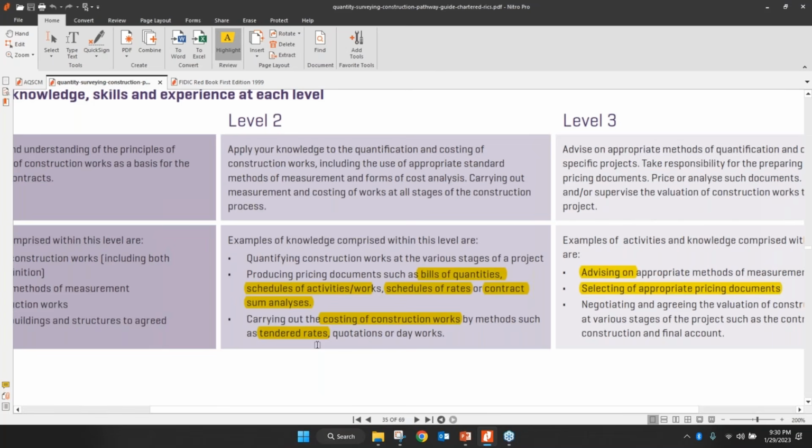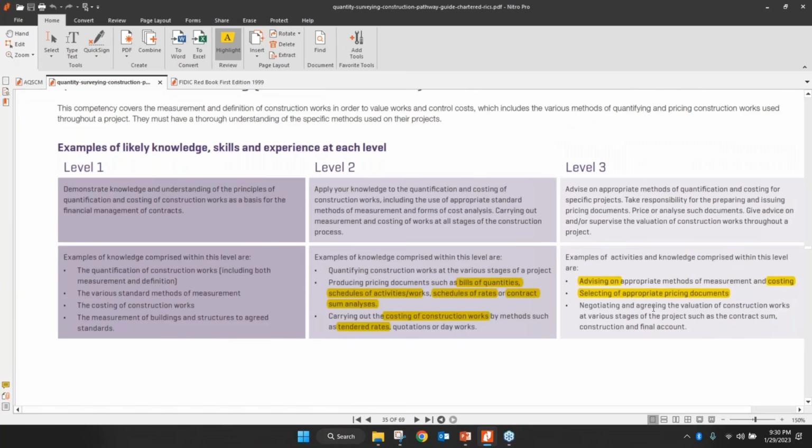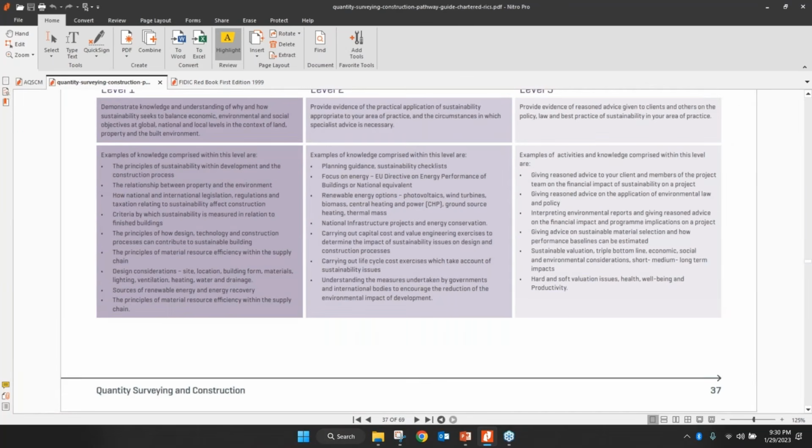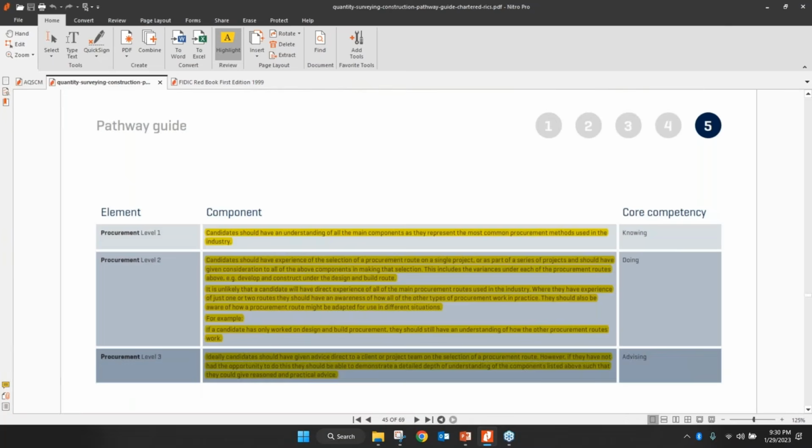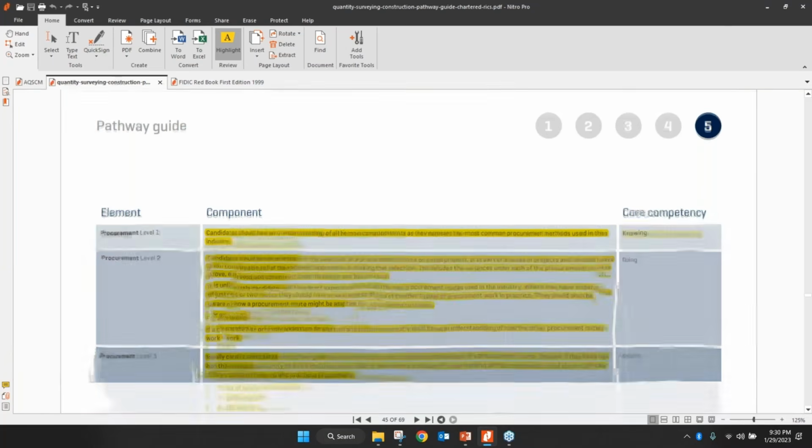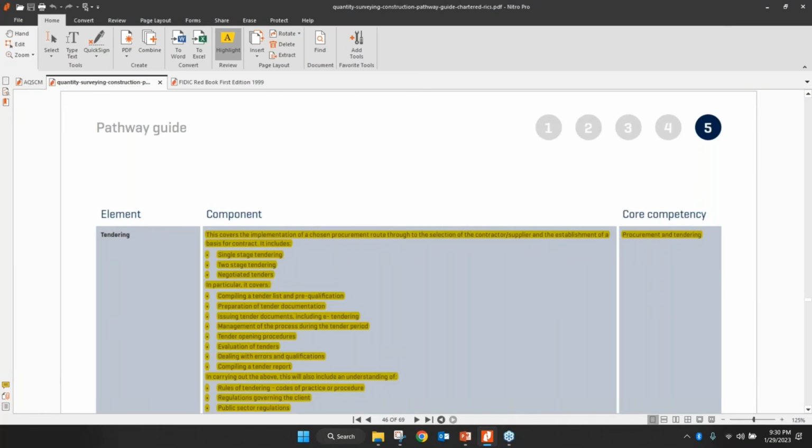Be careful. Advising on appropriate method of measurement and costing methods, and selecting of appropriate pricing document. We'll see that one. Let's go a little bit down, ladies and gentlemen. If you go to procurement, there is so much, everything is covered. And tendering, you are not going to study everything because it is a very, very vast area.